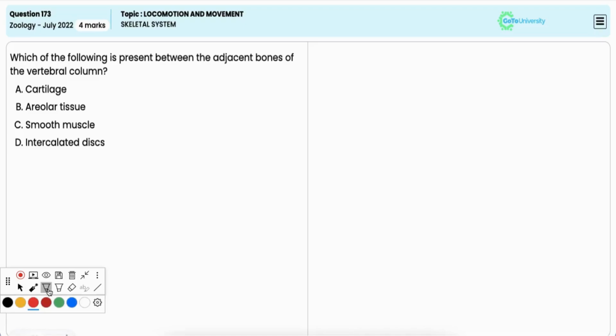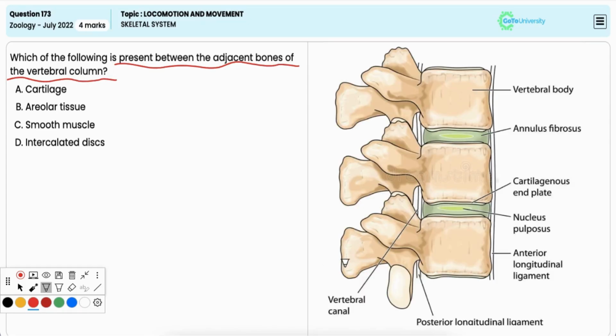In this question, you have to identify the structure that is present in between the adjacent bones of the vertebral column. Option A, cartilage. The intervertebral disc between adjacent vertebrae in the vertebral column are made of cartilage. Hence, it is the correct option.